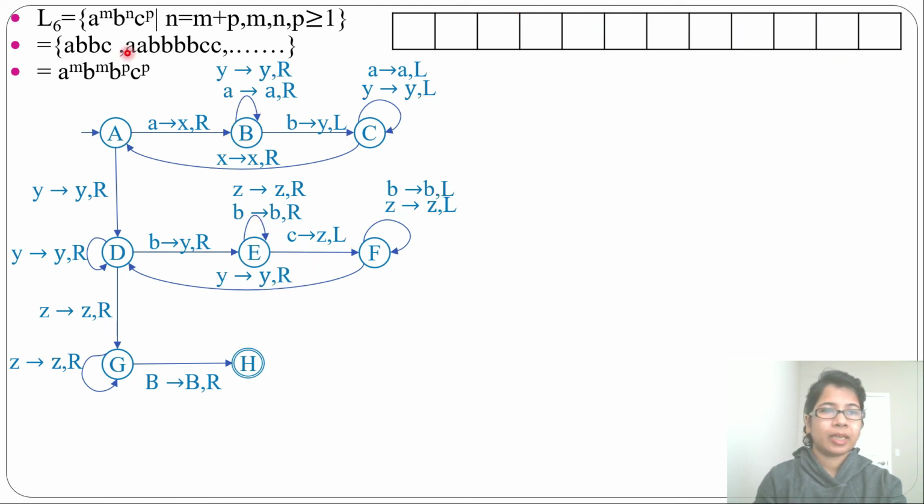This Turing machine will accept a^m b^n c^p, where n = m + p. In this part, we are comparing an equal number of a followed by an equal number of b. In this part, we are comparing an equal number of b followed by an equal number of c.